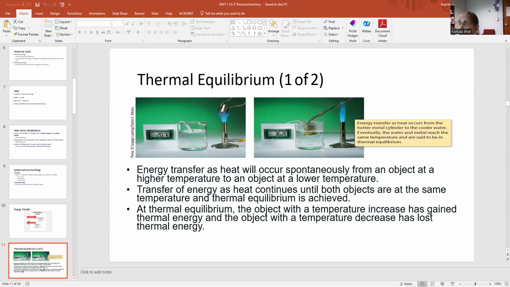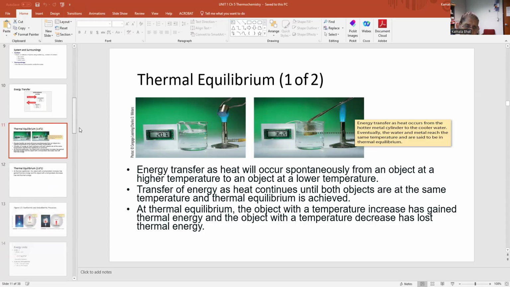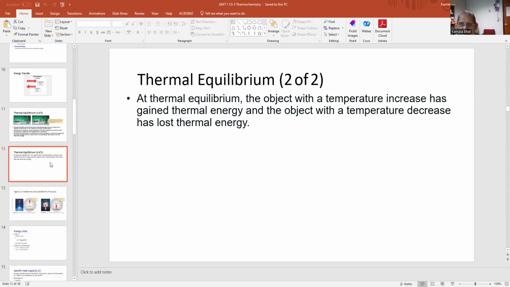And the thermal equilibrium that is established is a dynamic equilibrium because both heat loss and heat gain will be going on simultaneously. An equilibrium is a physical term which says it maintains balance. In a thermal equilibrium, the object with the temperature increase has gained thermal energy and the object with the temperature decrease has lost energy.